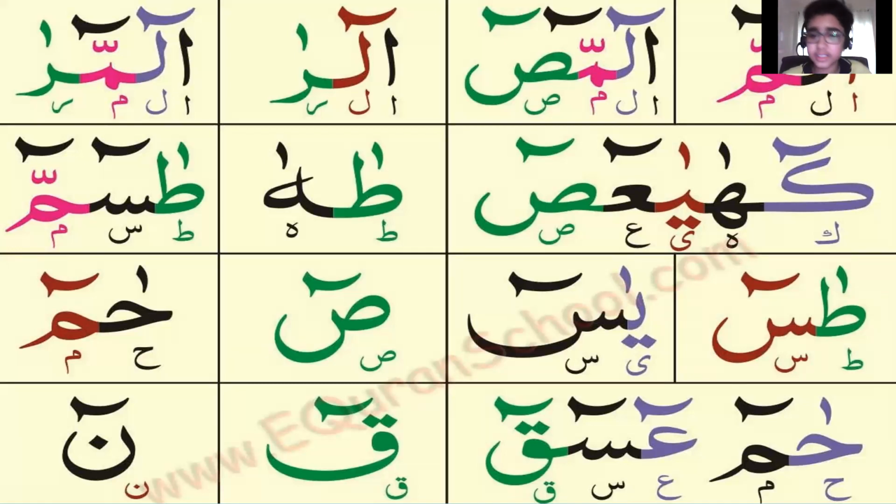So now let's move on to the next combination of letters. This is also an easy one. It's a combination of ta and ha. So we'll read it as ta ha, ta ha. So here we have our ta, which has a fatha. I also read it by raising and relaxing 2 fingers, and the ha by raising and relaxing 2 fingers. So now let's move on to the next combination of letters.